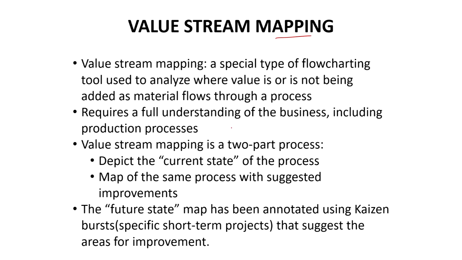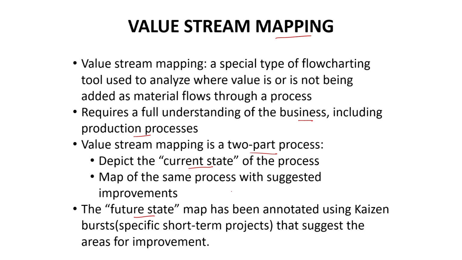It requires a full understanding of the business, including the production processes. Value stream mapping is a two-part process. The first part depicts the current state and the second part depicts the future state. First we say, this is my current state. So, we construct a value map of the current state, and then we also construct a value map of the desired state or future state where we want to be, and then we will develop a road map moving from current state to the future state.